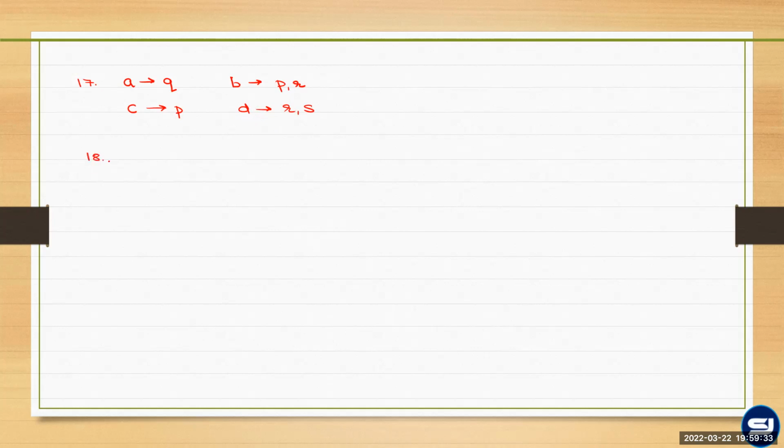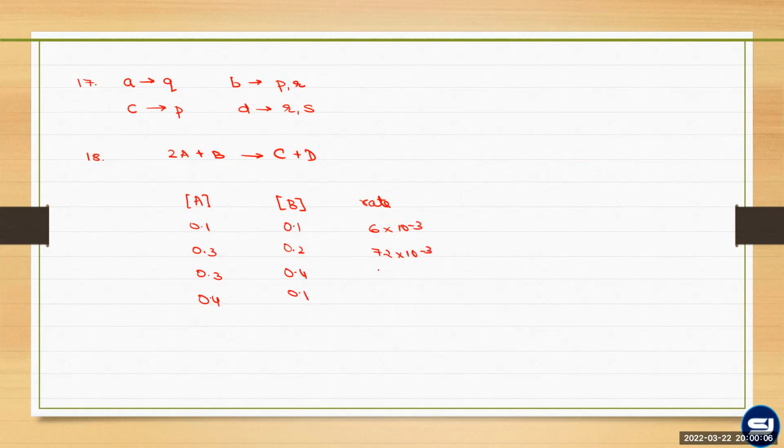18th, the following rate data were obtained at 303 Kelvin for the following reaction of 2A plus B giving you C plus D. Again, there are these values given: concentration of A, concentration of B, and the rate. The concentrations of A are 0.1, 0.3, 0.3, 0.4, and of B are 0.1, 0.2, 0.4, 0.1. And the rate is 6 into 10 is to minus 3, 72 into 10 is to minus 3, 288 into 10 is to minus 3, and 24 into 10 is to minus 3.